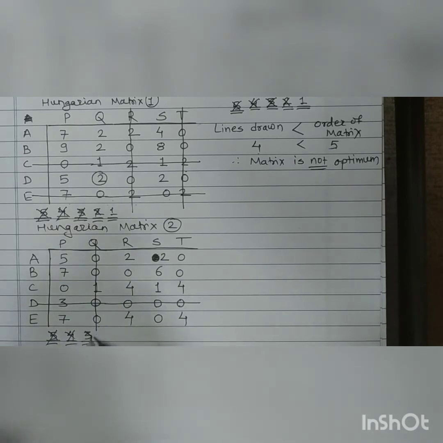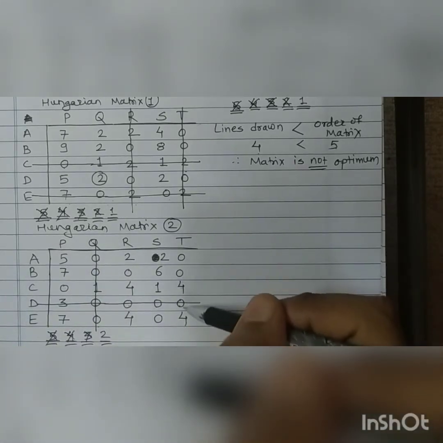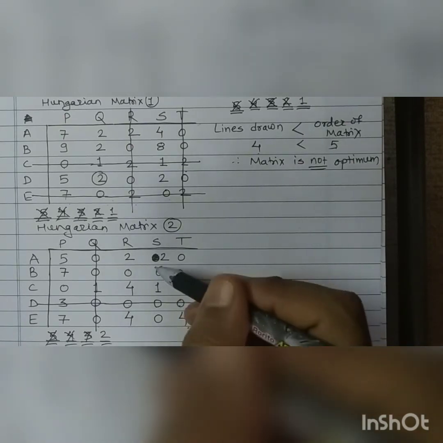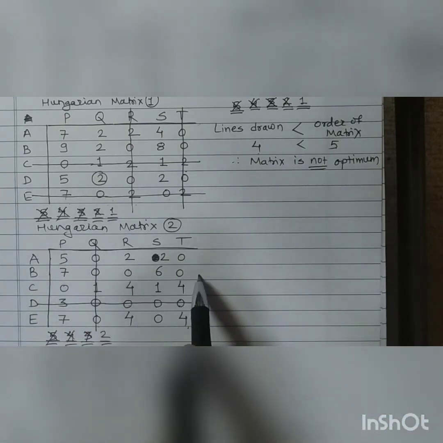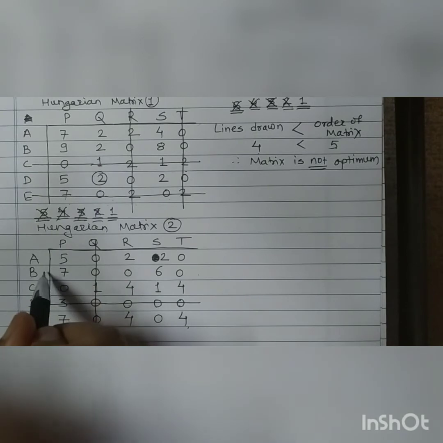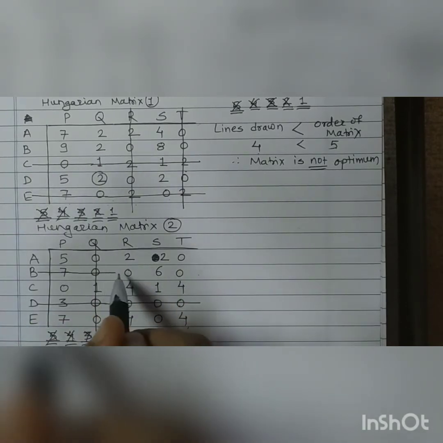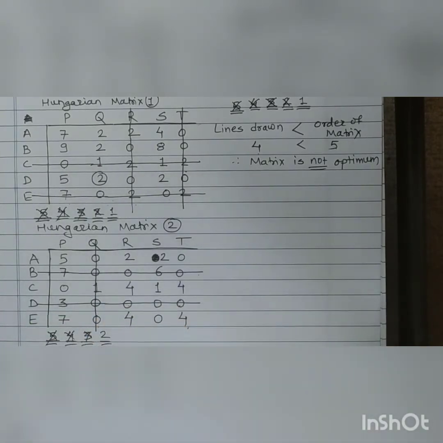No. So search for 2 zeros. Can you find 2 zeros? Yes, here there are 2 zeros. Here also there are two zeros. So I will draw a horizontal line covering these two zeros. Now can you find two zeros? No, you cannot find two zeros.